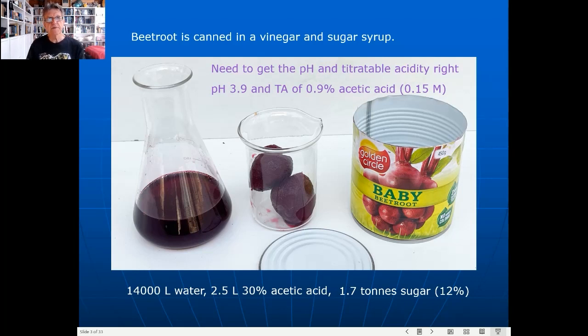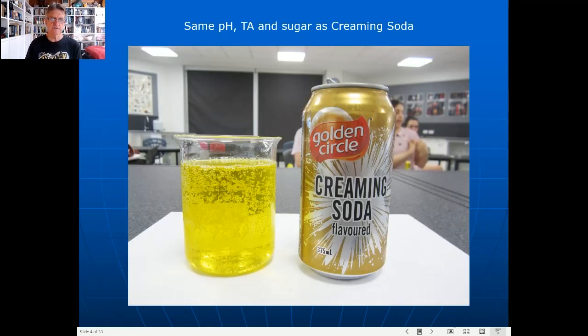So this baby beetroot liquid was a syrup really. It had a lot of sugar in it, but it also had a lot of vinegar or acetic acid in it. So it was quite a tart sort of syrup, but quite sweet. In fact, I showed you the Golden Circle creaming soda before, and I was holding up the can. Now that creaming soda has the same sort of pH and titratable acidity and sugar as the vinegar. So really that does, as the syrup in the beetroots. So it's a fairly sweet yet acidic syrup.